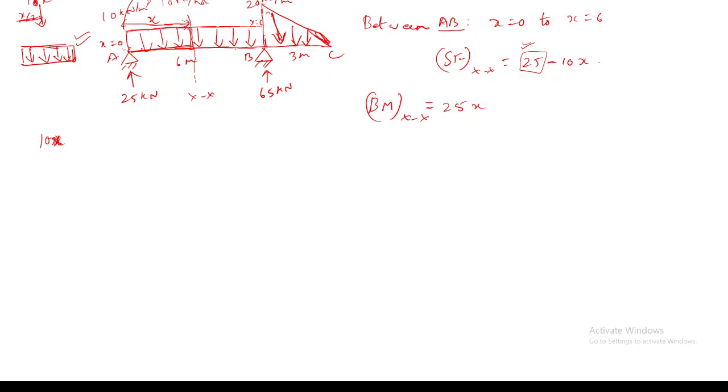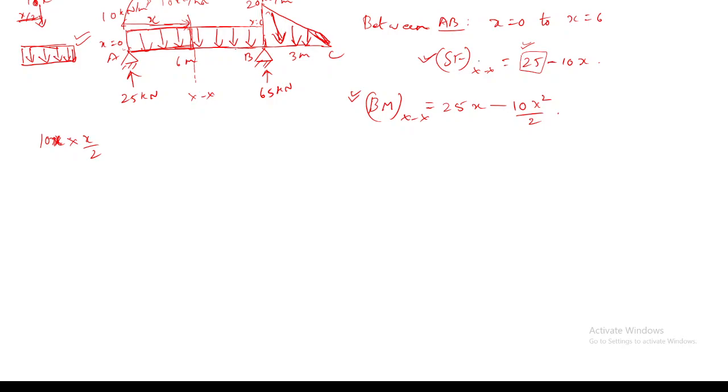Yes, sir. So the total load 10x into x by 2, and whether it's positive or negative? Negative, since it is anticlockwise, right? So it will be 10 into x by 2, which will be x square by 2. Now we have got the shear force and the bending moment equation for the part AB.